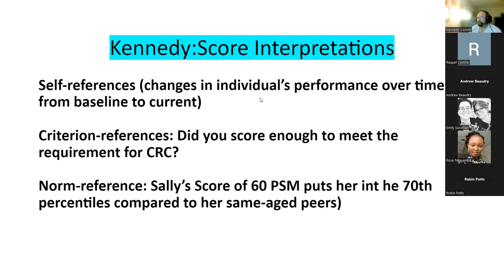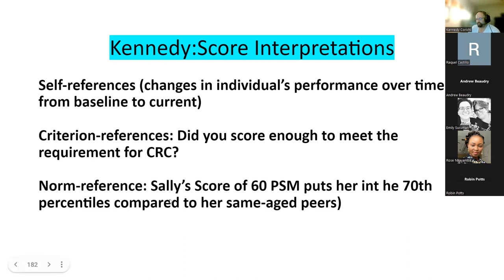Then you have baseline references. For example, going back to depression, you have a baseline assessment of what they score on depression when they first met you. Every few weeks or a couple of months, you do another assessment and measure the change. You have criterion references: did you score high enough to meet the requirements of CRC? Did you make the cutoff?